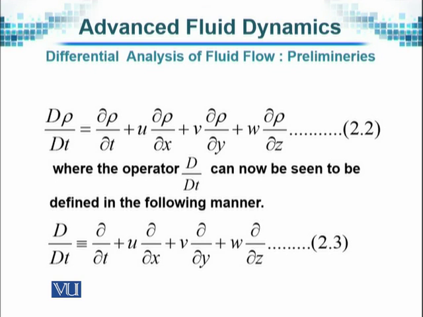So we have done two things. One, we have taken the limits as mentioned earlier, and all the second order terms are dropped, and therefore now we obtain this equation: D rho by Dt equals the partial derivative of rho with respect to time plus the other terms as indicated, and the capital D by Dt can now be seen to be this component.